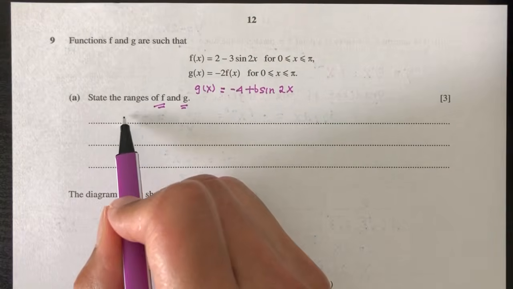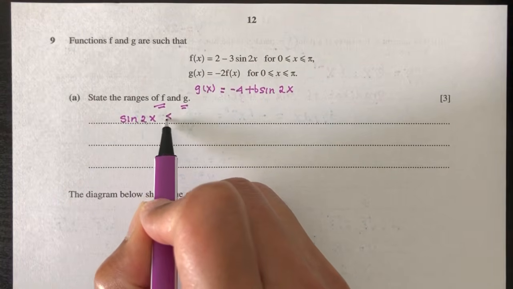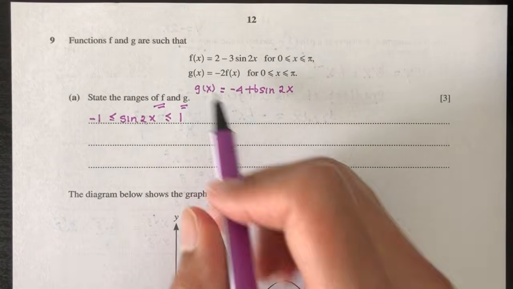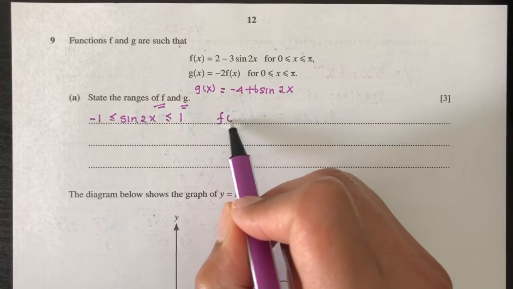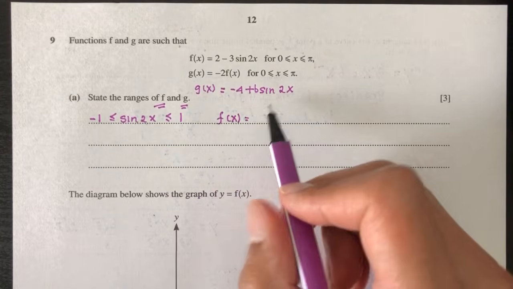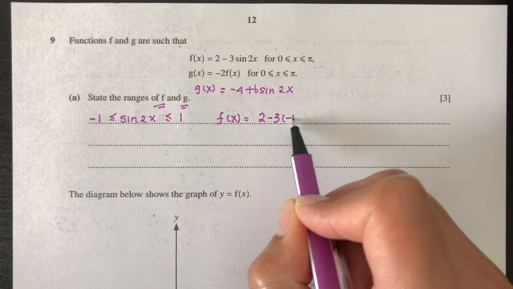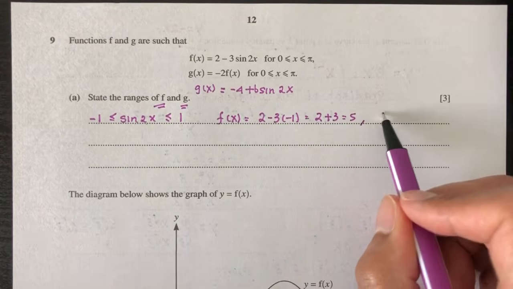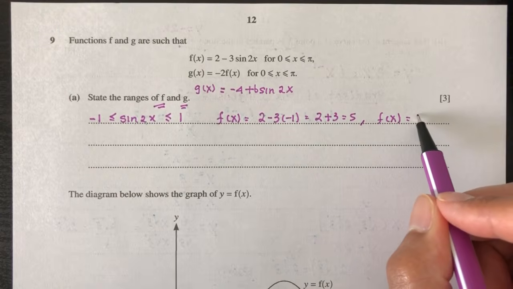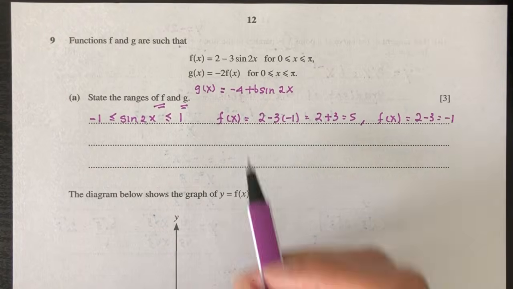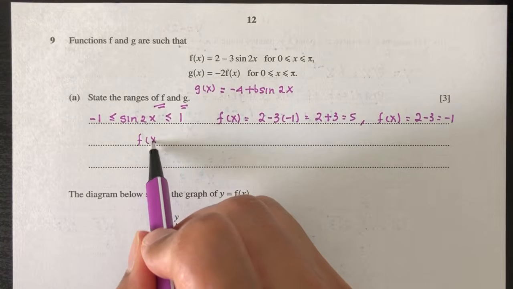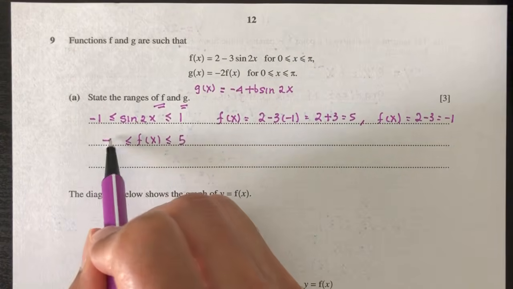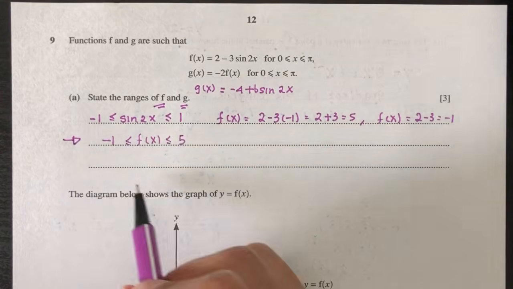As you guys must know, sine 2x is always going to be between 1 and minus 1. Right. Now the range of f of x, let's say the value of sine will be minus 1. That'll be 2 minus minus 3, 2 plus 3 will be 5. Now let's say the value will be plus 1. It will become 2 minus 3, minus 1. So clearly you can see f of x, which is the range, is between 5 and minus 1. So that is your first answer.